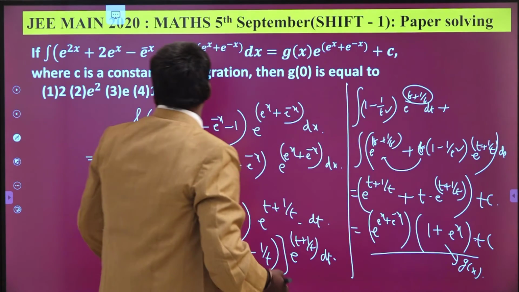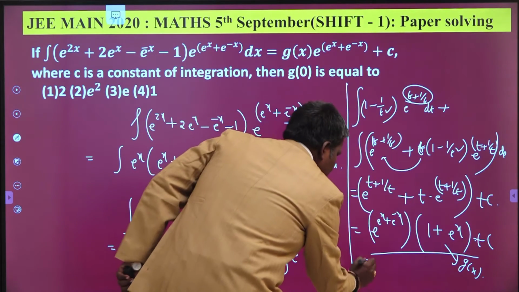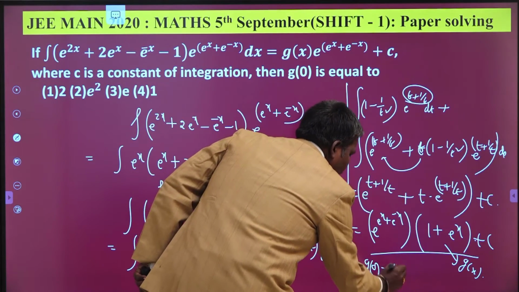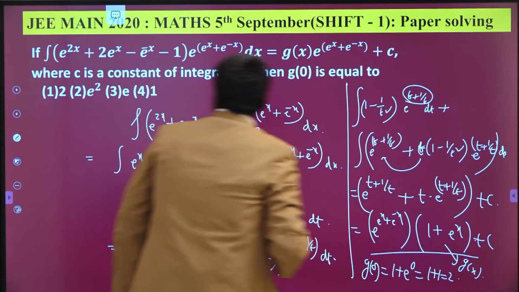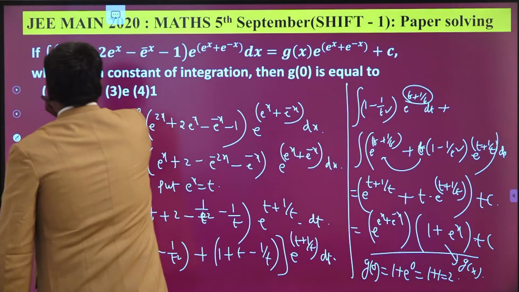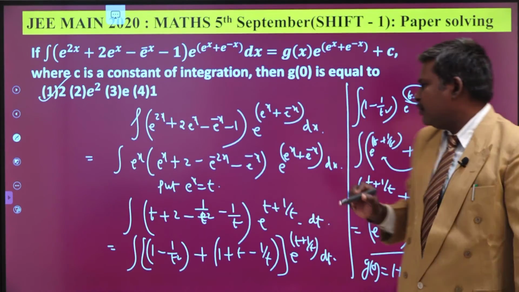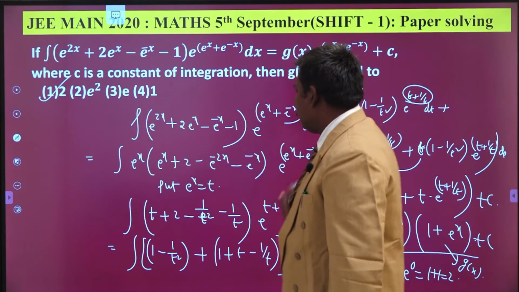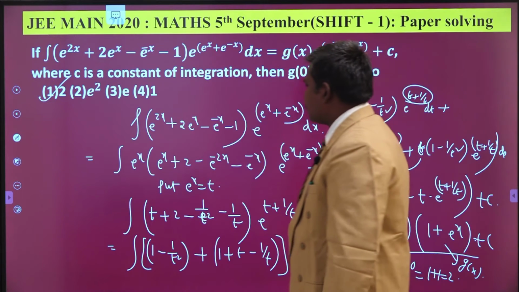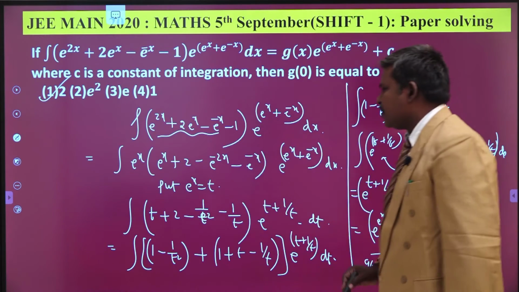What you have to find out now? You have to find out the value of g of 0. Now g of 0 is nothing but 1 plus e power 0, that is 1 plus 1, that is 2. So your answer is 2. To solve this problem, you have to split into two integrals, and before splitting this one, you take common e power x. These two steps are very, very crucial steps.